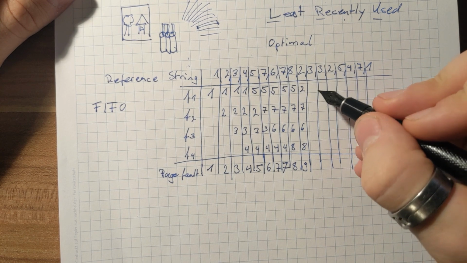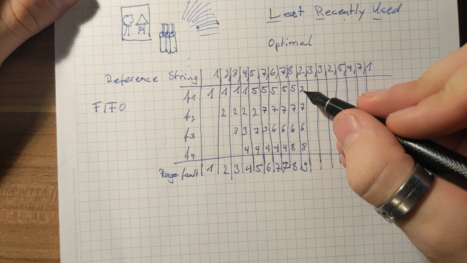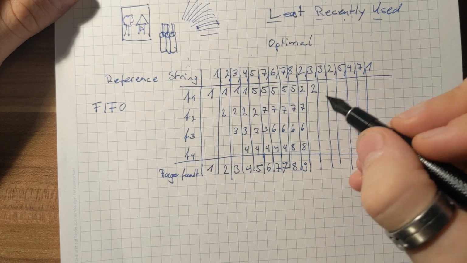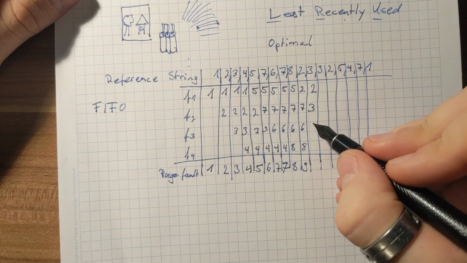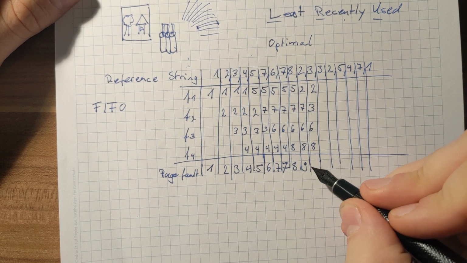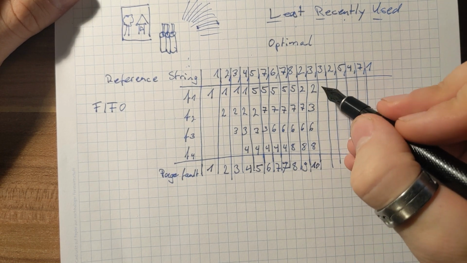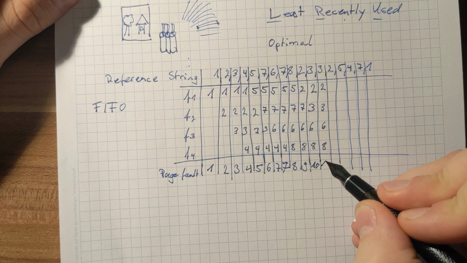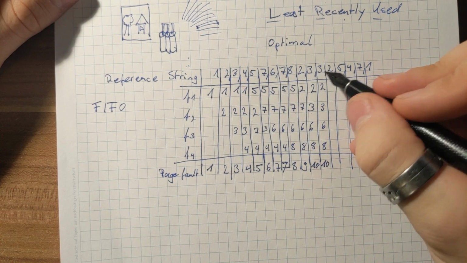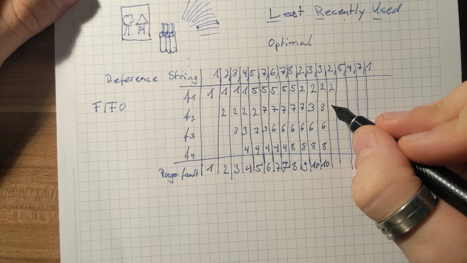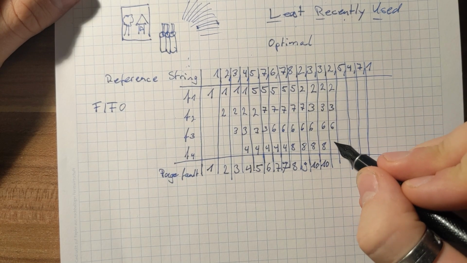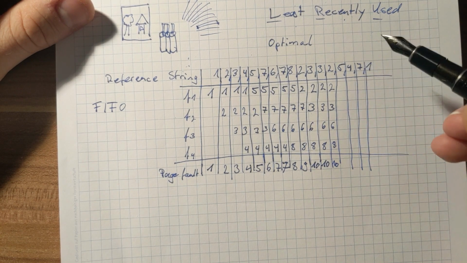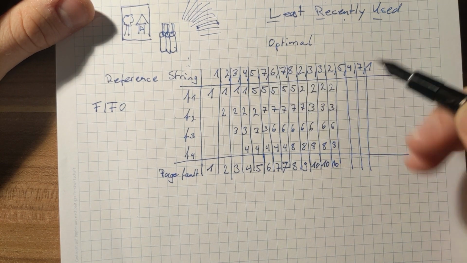So now we need the 3 that is not in here. We had the 2 last time, so now it is the 7 that we replace. And another page fault. 3 is already in here, so nothing changes. The number of page faults stays the same. 2 is also already in here, nothing changes. Still 10 page faults. And 5 we deleted earlier or replaced earlier.